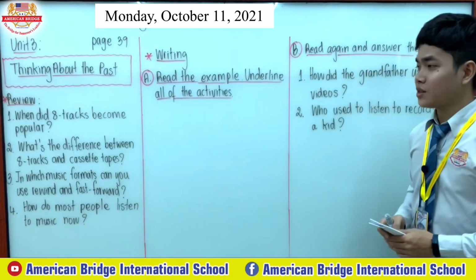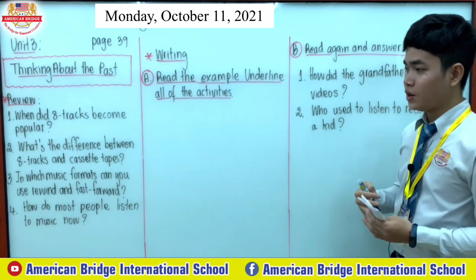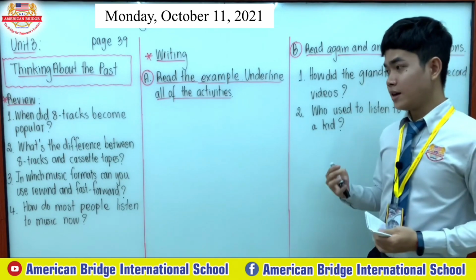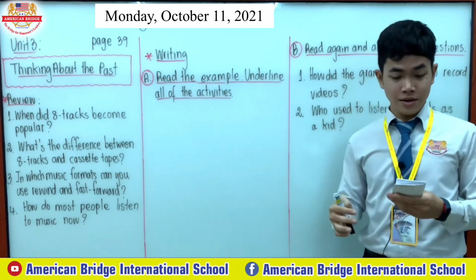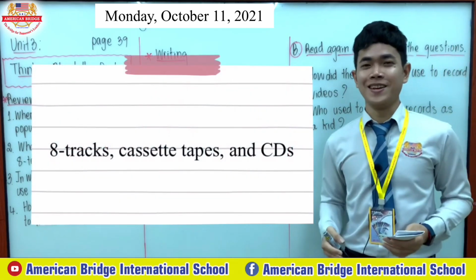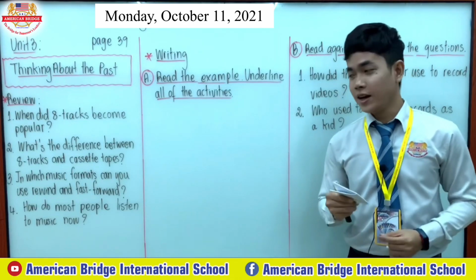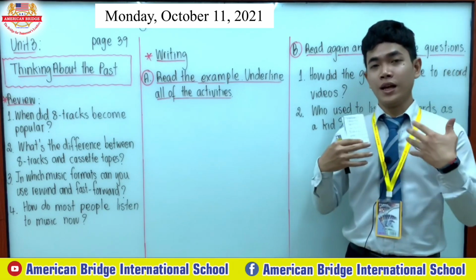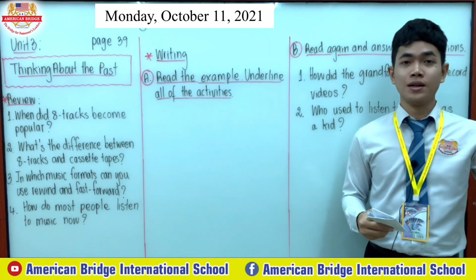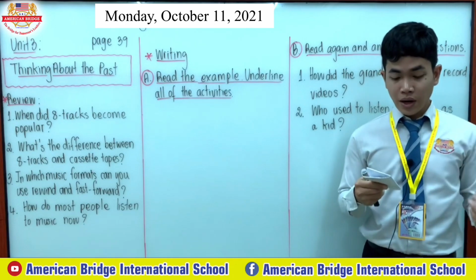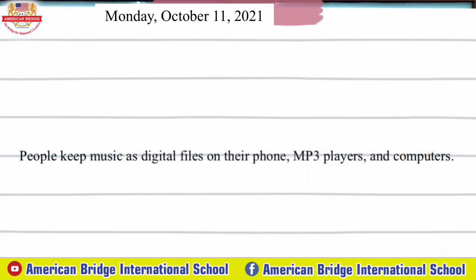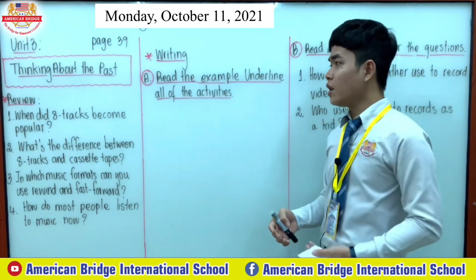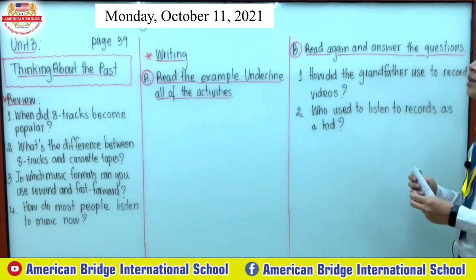Okay, moving to our next question: in which music formats can you rewind and fast forward? Our answer is the music formats that you can use to rewind and also fast forward are 8-tracks, cassette tapes, and CDs. Now our last question is, how do most people listen to music right now? Usually people listen to music by using their phone, their earphones, or their computer. They also need to store their digital files on their phones, MP3 player, laptop or computers.